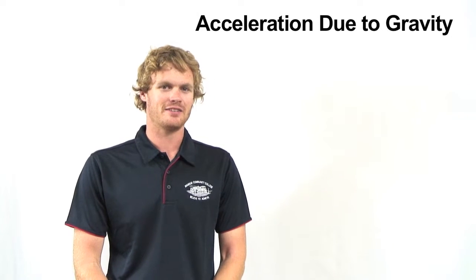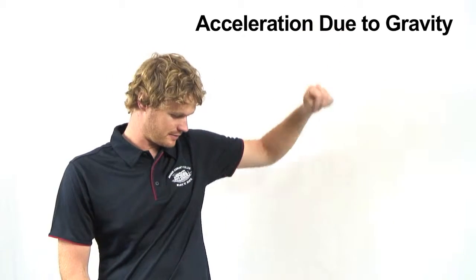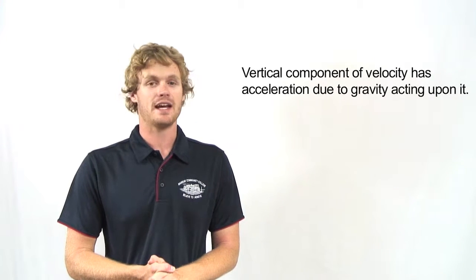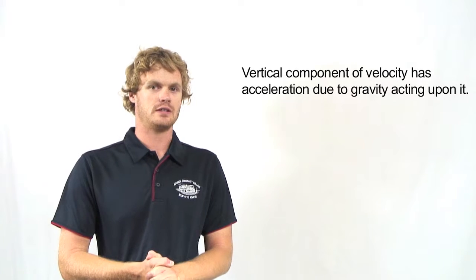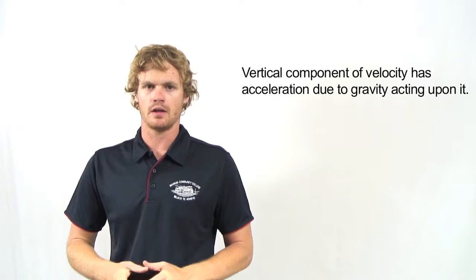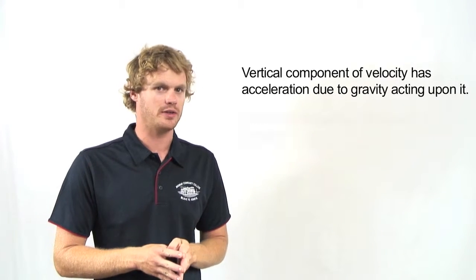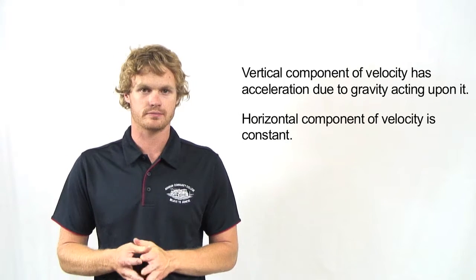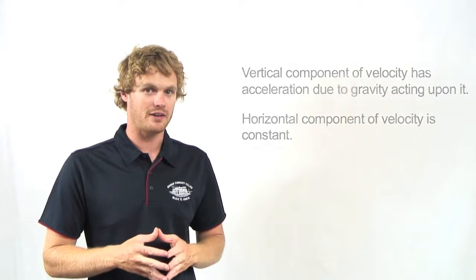In this short video, we're going to be looking at the acceleration due to gravity. So in my last video, I stated that the acceleration due to gravity is only acting in the vertical component of the velocity. So therefore, the horizontal component, if we neglect air resistance, remains constant throughout its motion. So therefore, the only acceleration and only change of velocity that we see in projectile motion in two dimensions is in the vertical dimension.